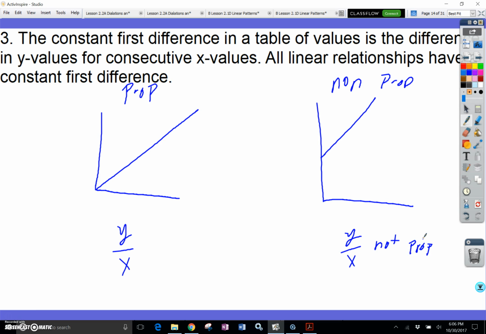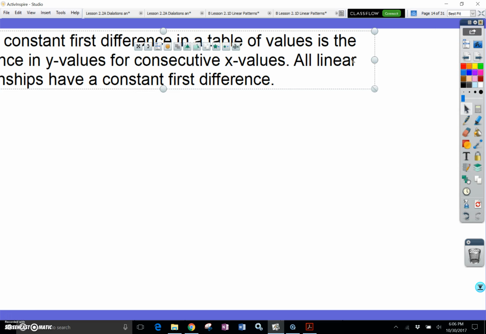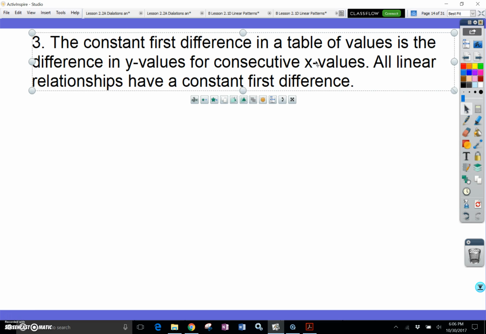And what we're going to do now is see if it has something called a constant first difference. So let's go ahead and read this really quickly. It says, a constant first difference in a table of values is the difference of y values for consecutive x values. All linear relationships have a constant first difference. Now, good news. If it has a constant first difference, it also has a constant rate of change. You guys already figured out how to find constant rate of change. That's the rise over run, or how much your y value changes over how much your x value changes. This is very similar now.